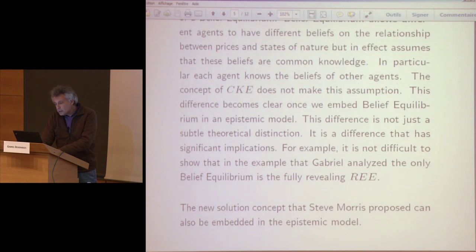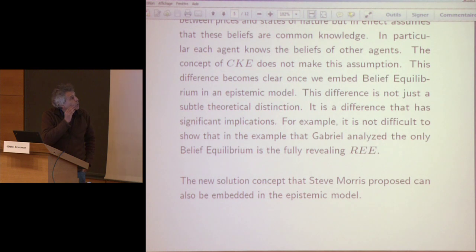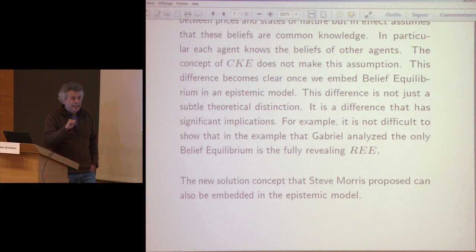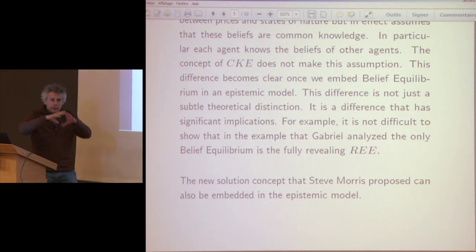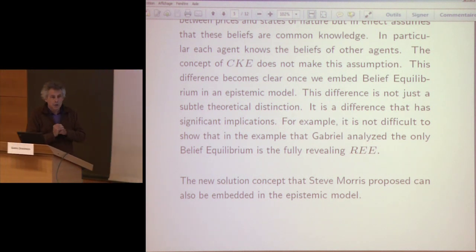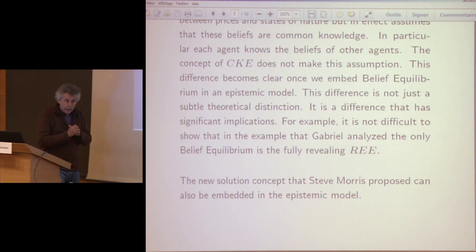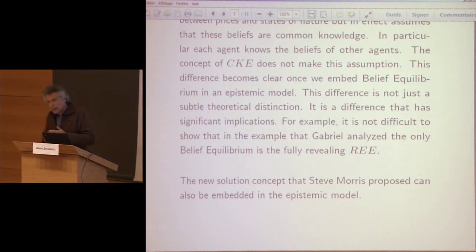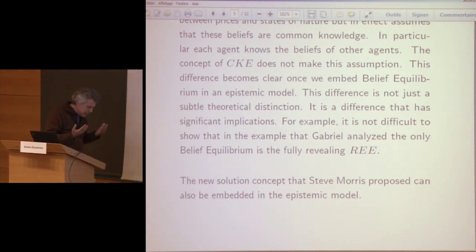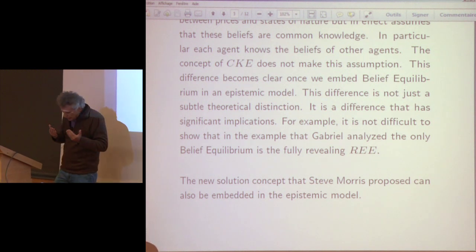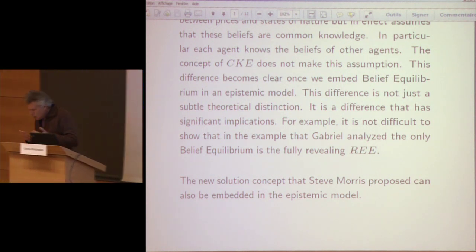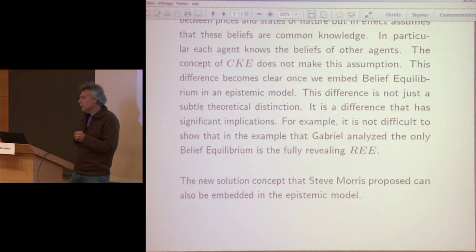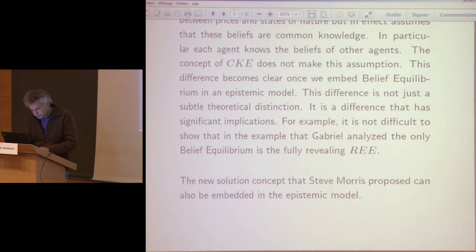The new solution that Steve was proposing in the first talk can also be seen as a certain assumption in this general epistemic framework that I'm about to put down. Basically, it would be an assumption that the beliefs of agents, the belief of each agent about the types of other agents, is coming from a common prior.